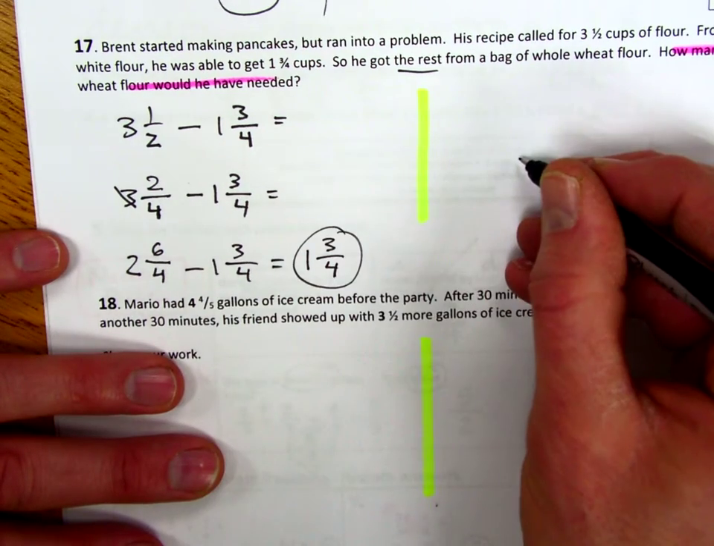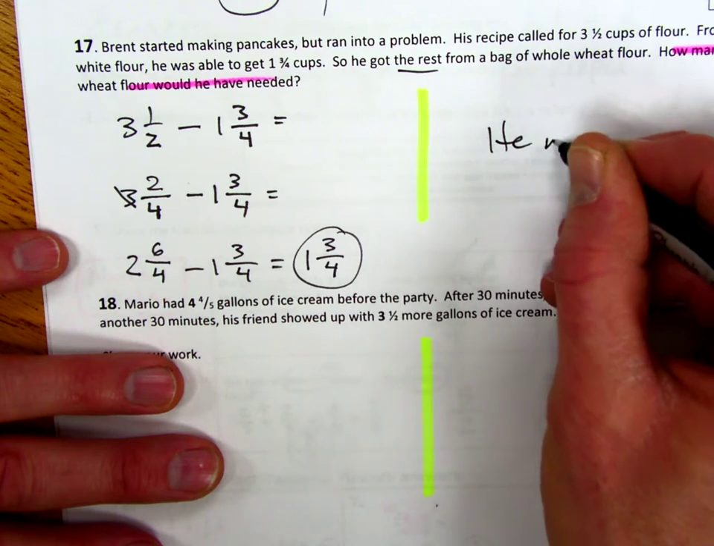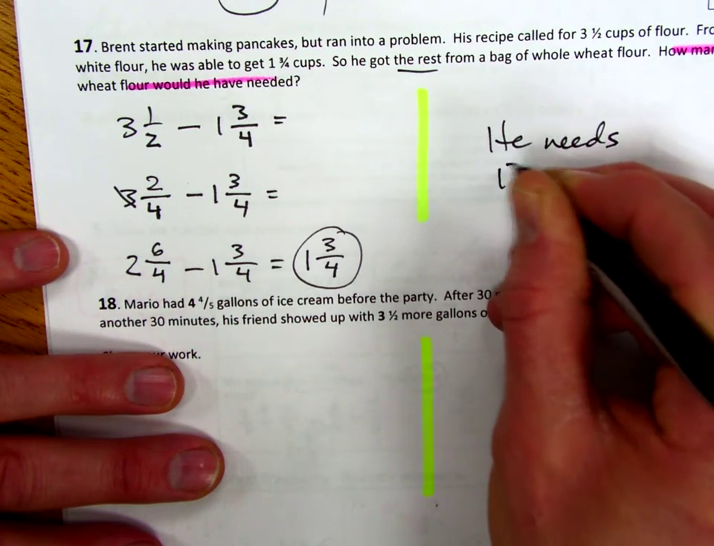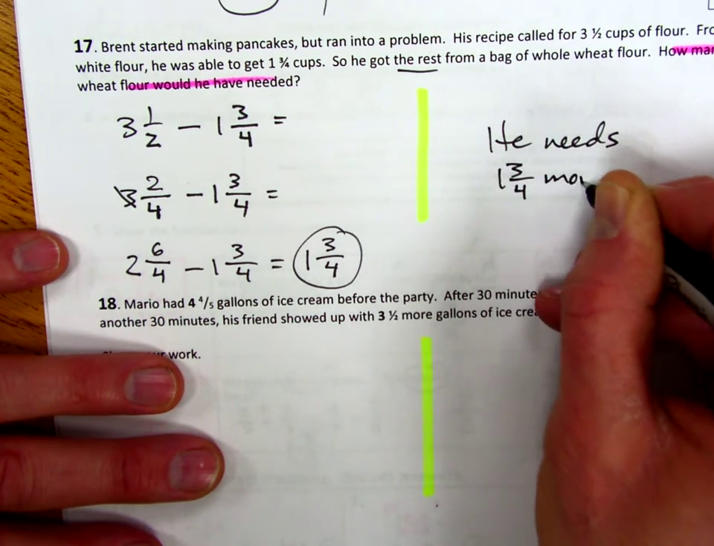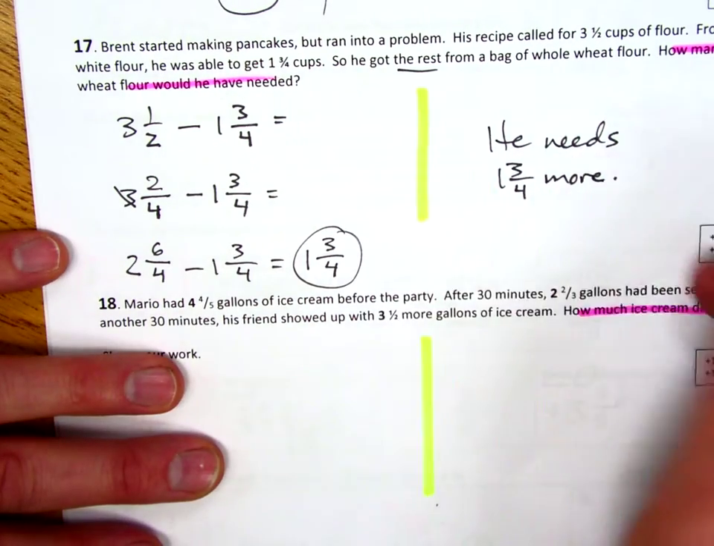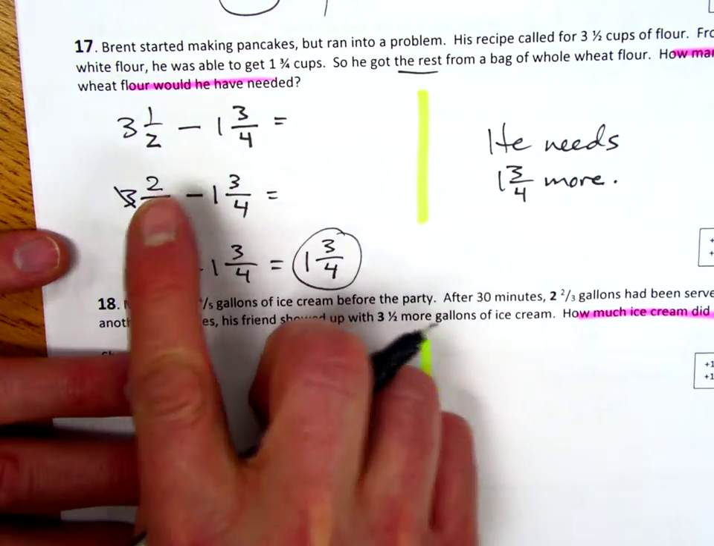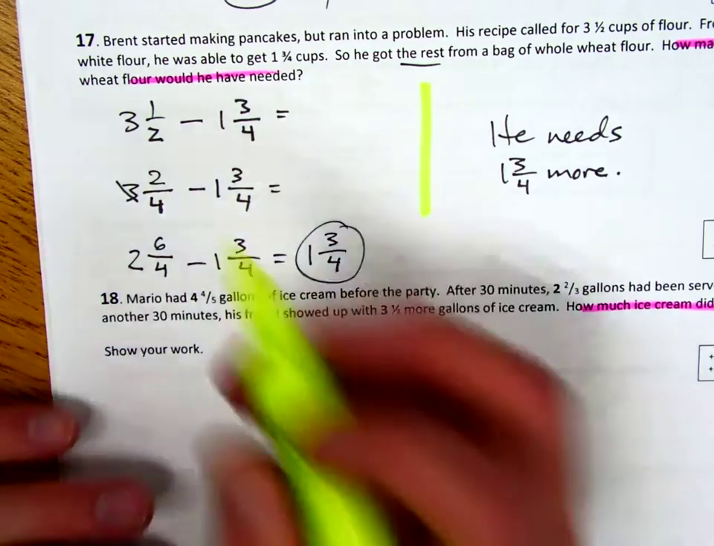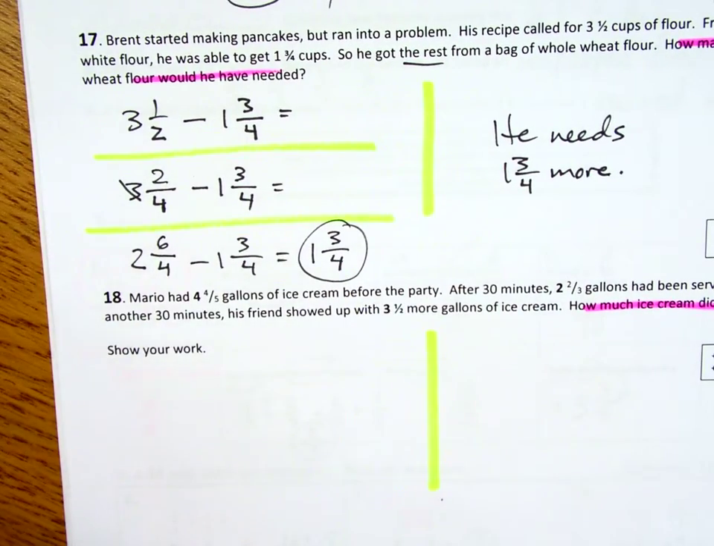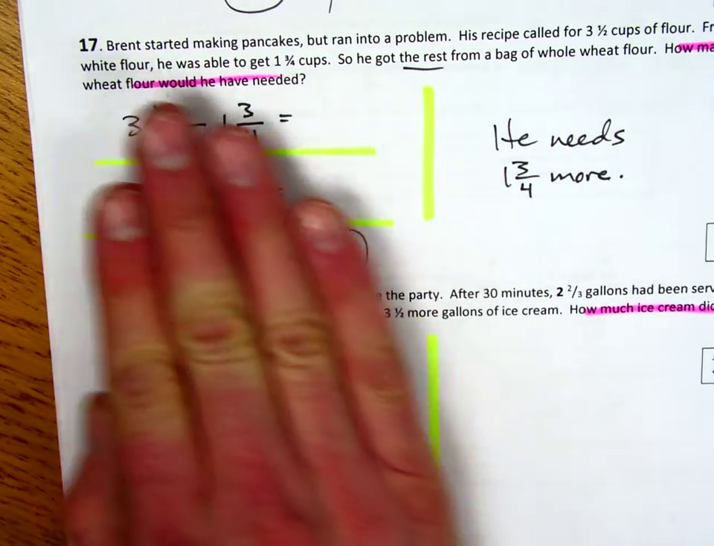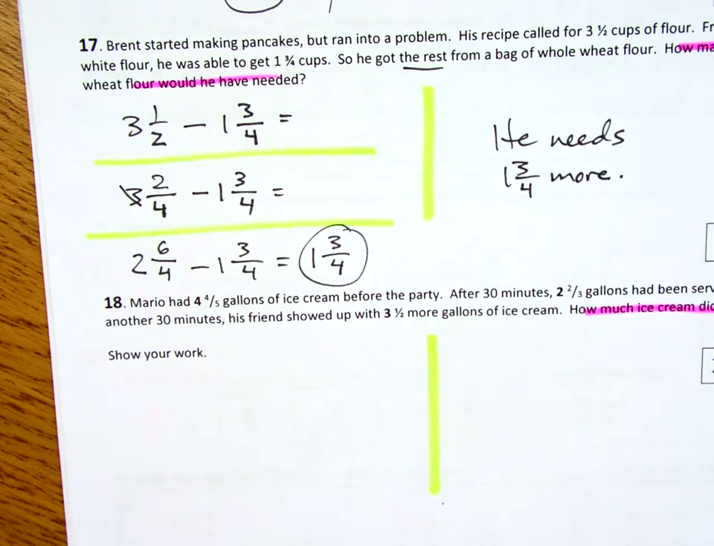And then I want to be nice and clear. He needs 1 3/4 more, or wheat flour if you need to say that, but the main thing I'm asking students to think about here, and the main thing I think is important, is solve your work in layers. Start on this side and move across as the problem gets longer.